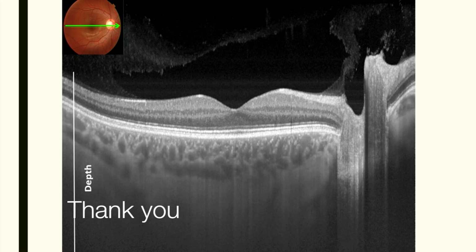So most of the changes in deep plexus will happen between no DR to mild to moderate NPDR. After that area has crossed, then most of the changes start happening in the superficial. So if the patient is coming in advanced stages, then the superficial layer will give you more, because the deep plexus would have been obliterated by then.